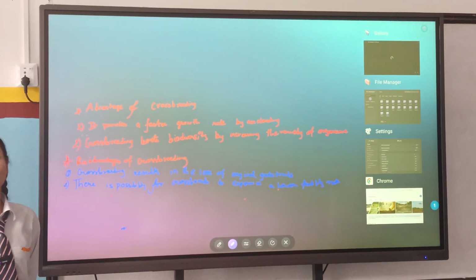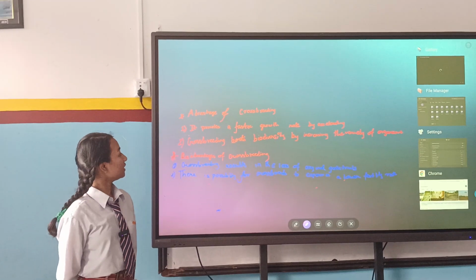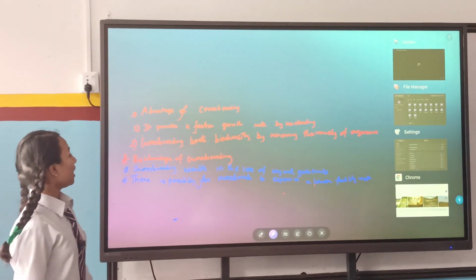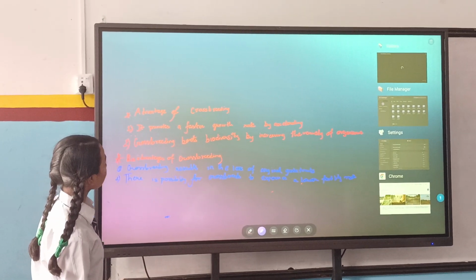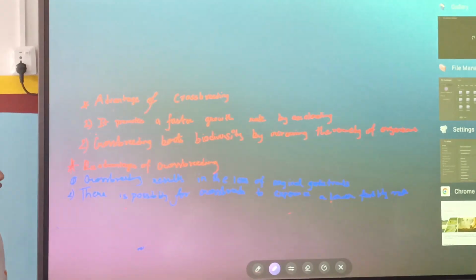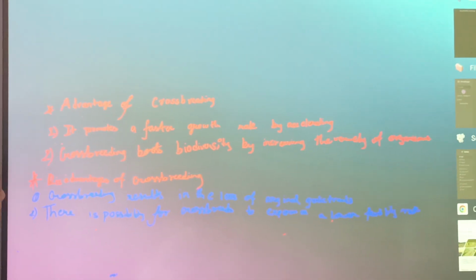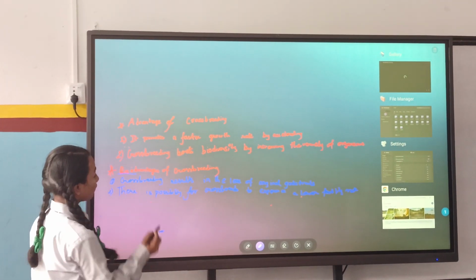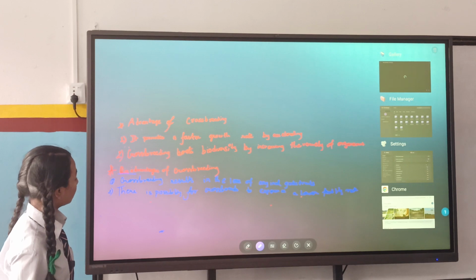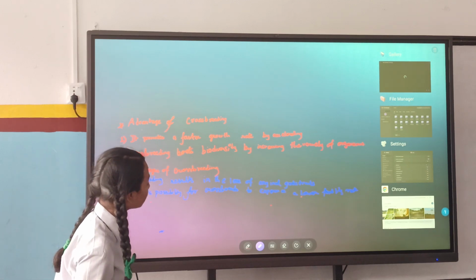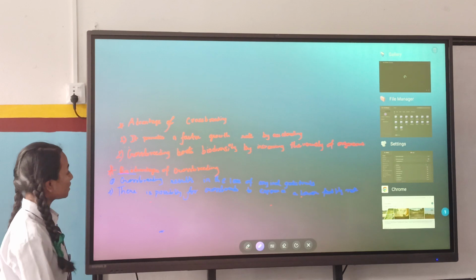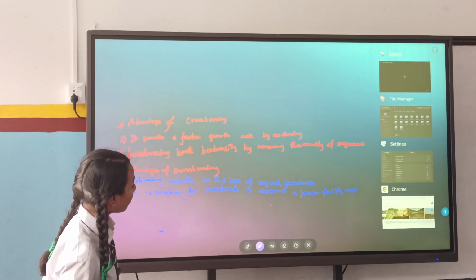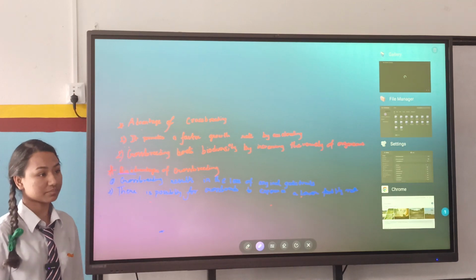Namaskar, it's me, Jestha from grade 10. I'm standing here to tell advantage of crossbreeding and disadvantage of crossbreeding. Advantages are it promotes a fast growth rate by accelerating. Crossbreeding boosts biodiversity by increasing the varieties of organisms. Disadvantage of crossbreeding: it results in the loss of original genetic traits. There is possibility for crossbreeding to experience a lower fertility rate. Thank you. Okay, thank you.